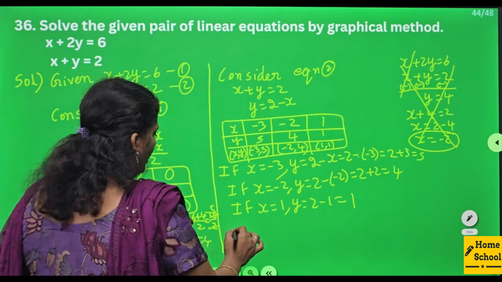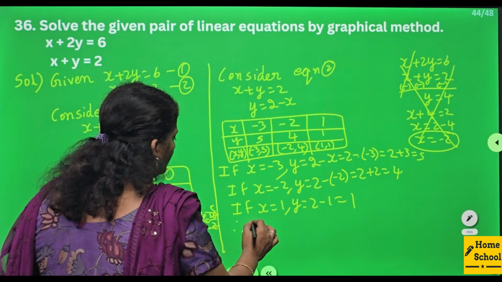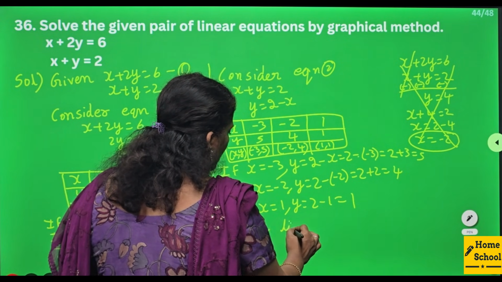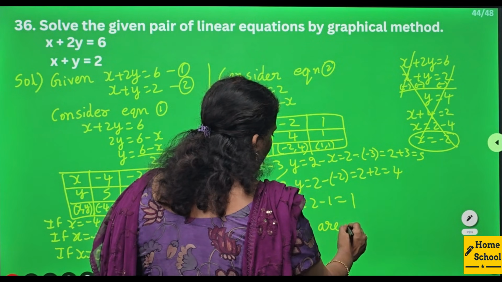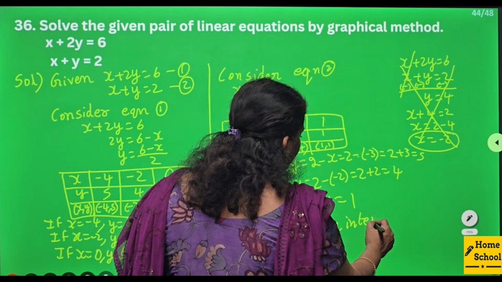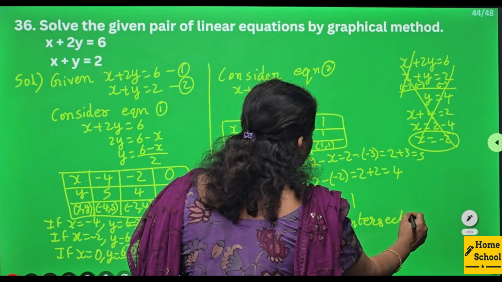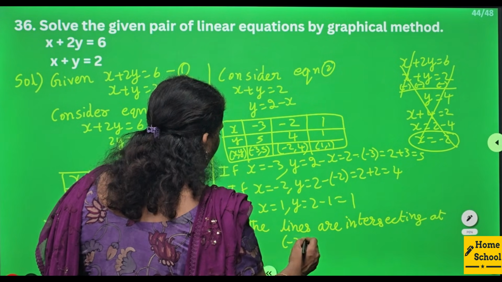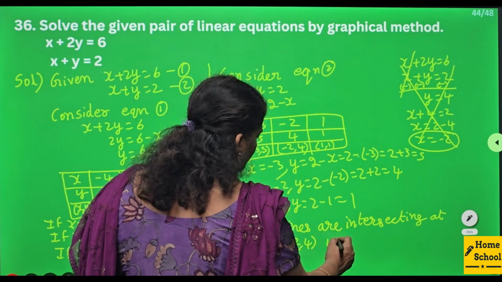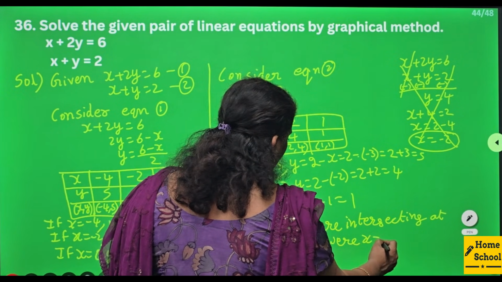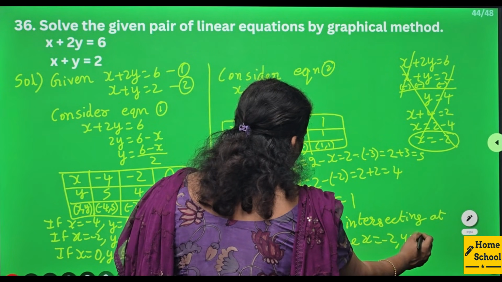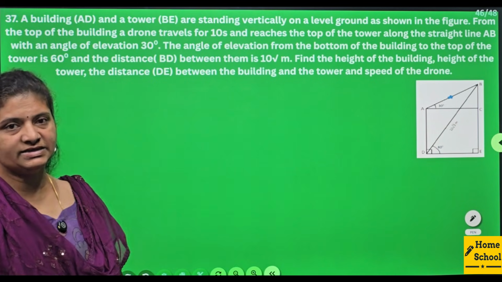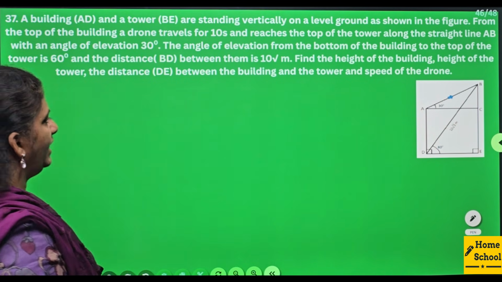Here you need to write. Therefore, the two lines are intersecting at the coordinate minus 2 comma 4 where x is equal to minus 2 and y is equal to 4 are the solutions graphically.